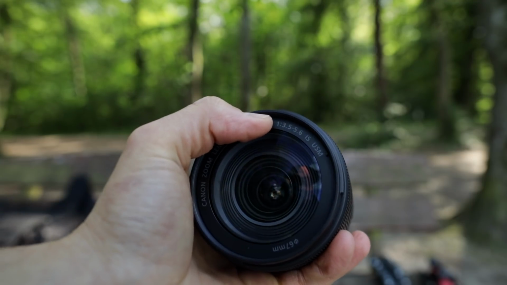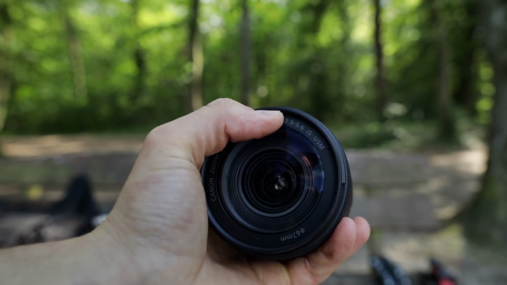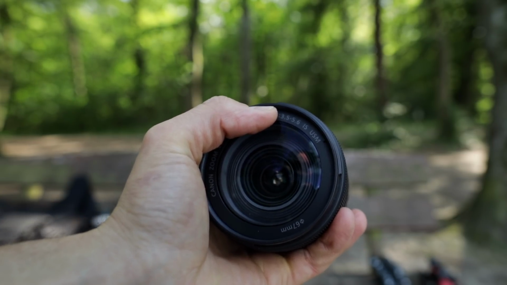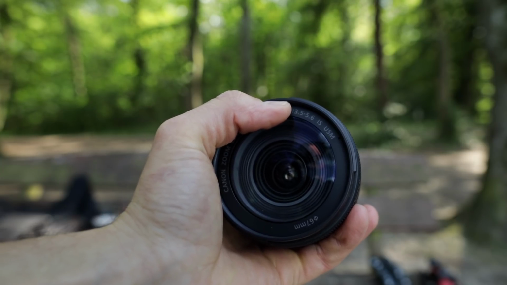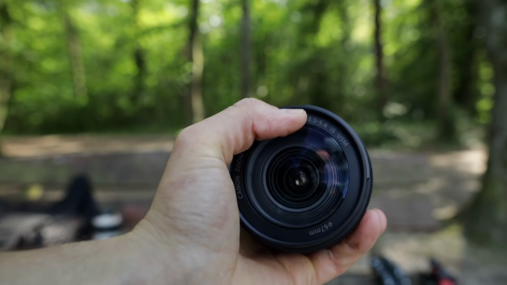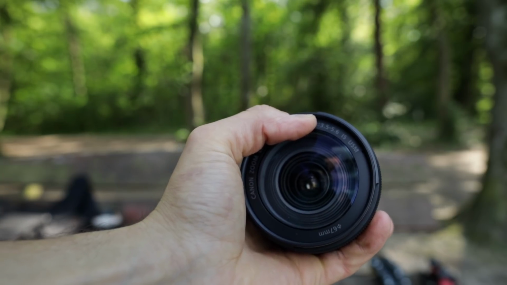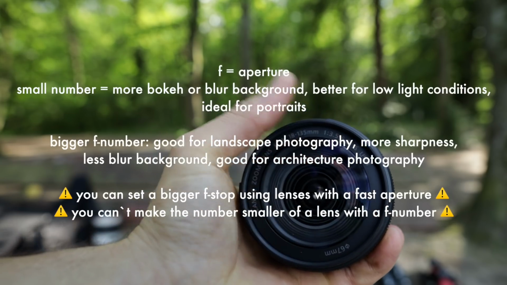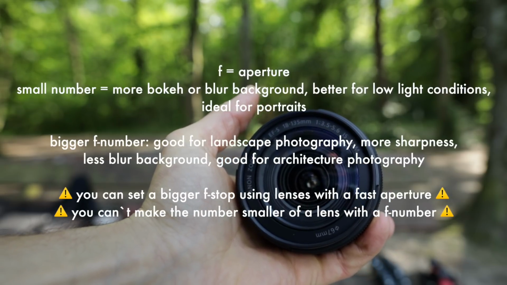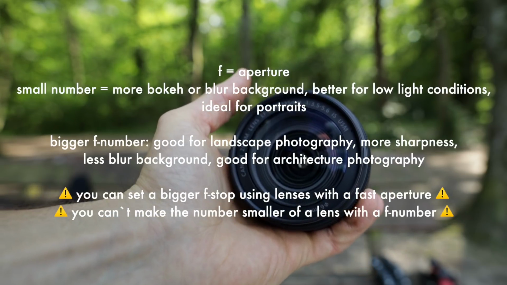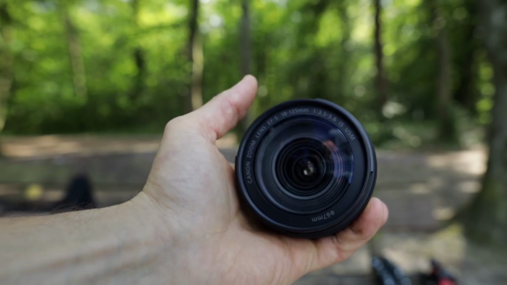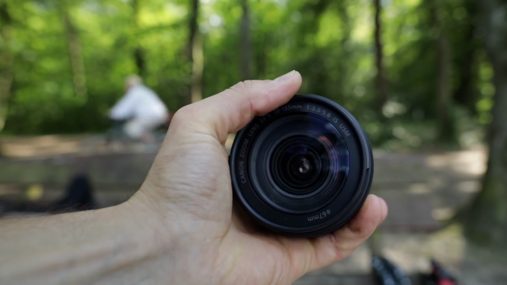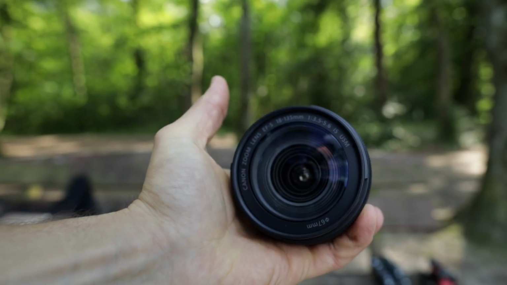So then there is the f, and the most important thing is the number behind the f. So as you can see, it says 3.5 to 5.6. That is the aperture. With the aperture, you can control how much light comes through that lens, and the smaller the number is, the faster or wider your aperture is as well. And that means the more blur background you get. But it means also the lens is more expensive than a lens with an aperture of f3.5 to 5.6.